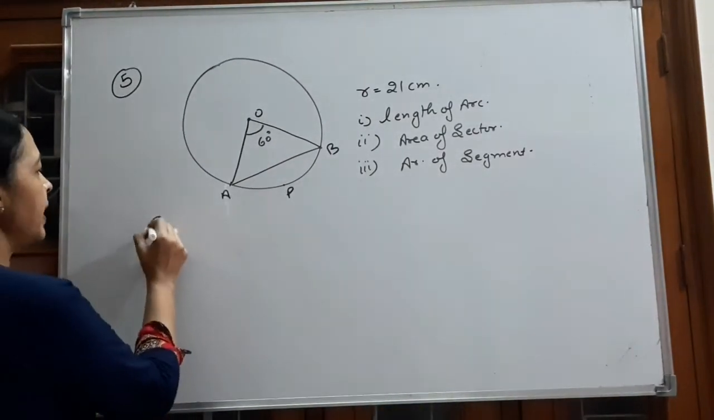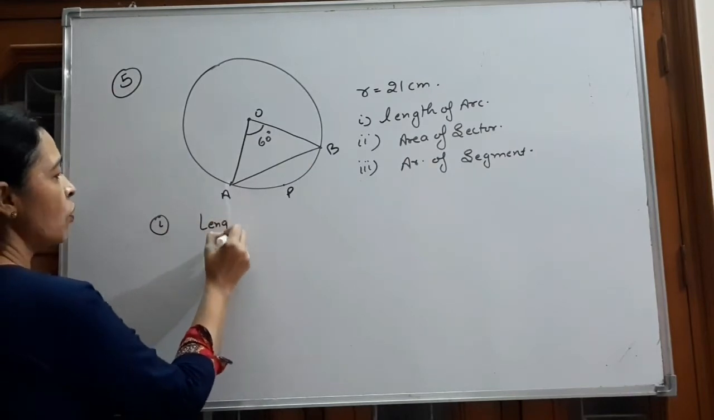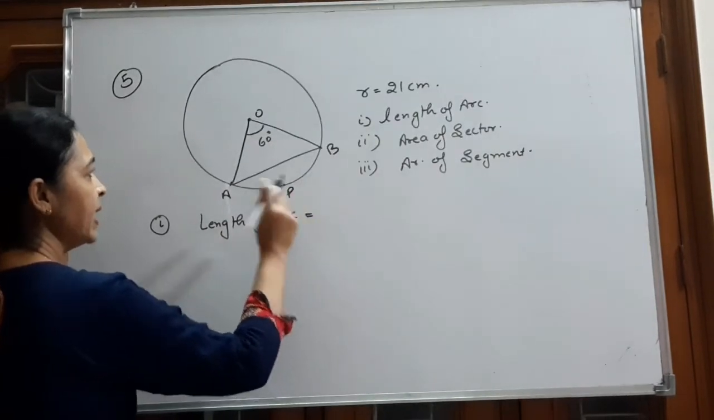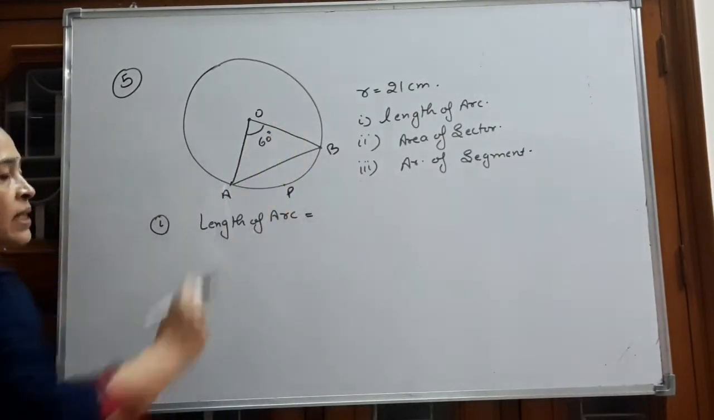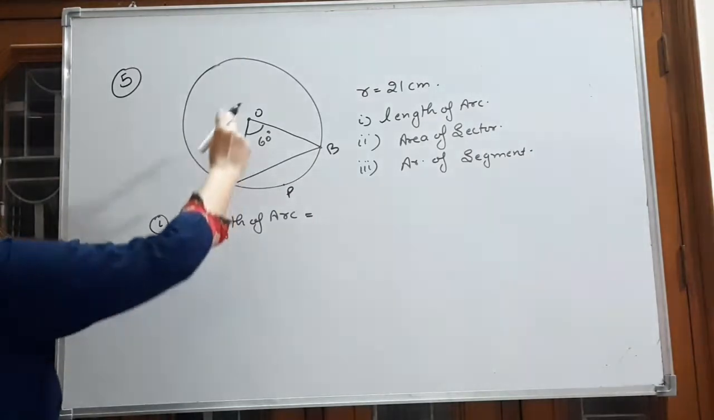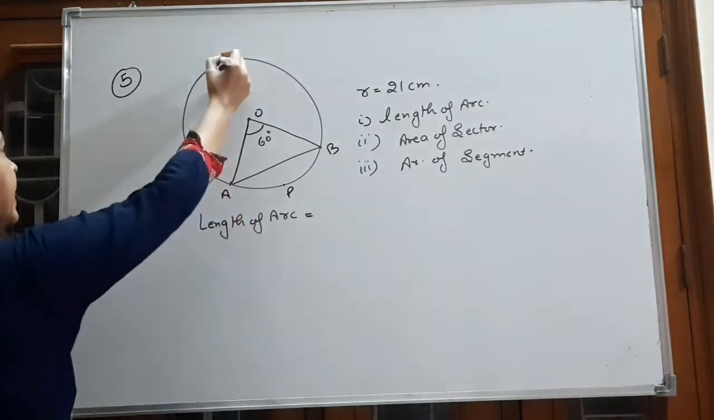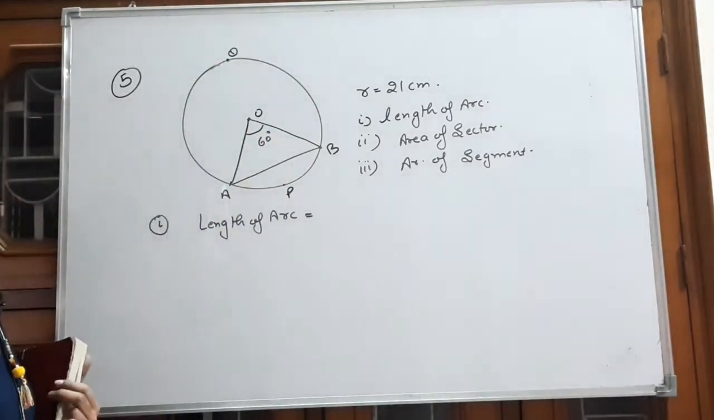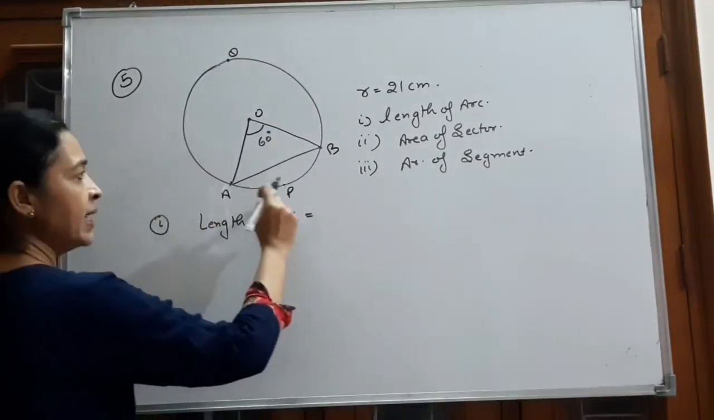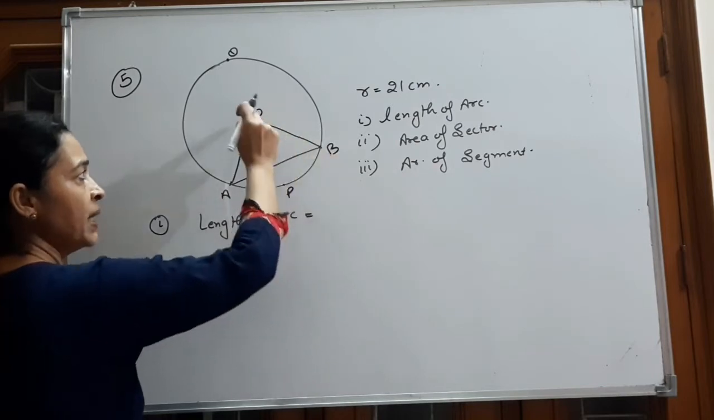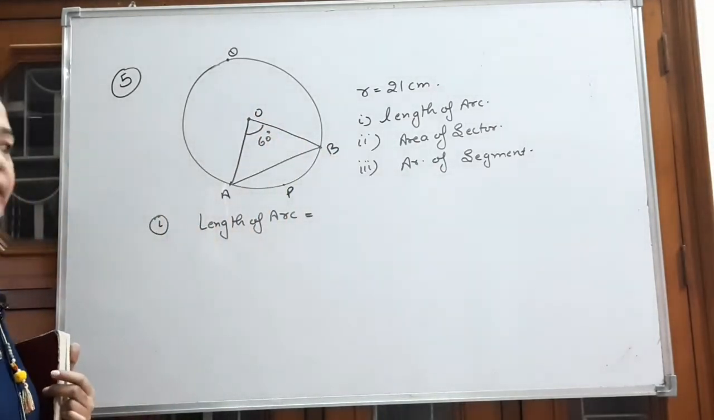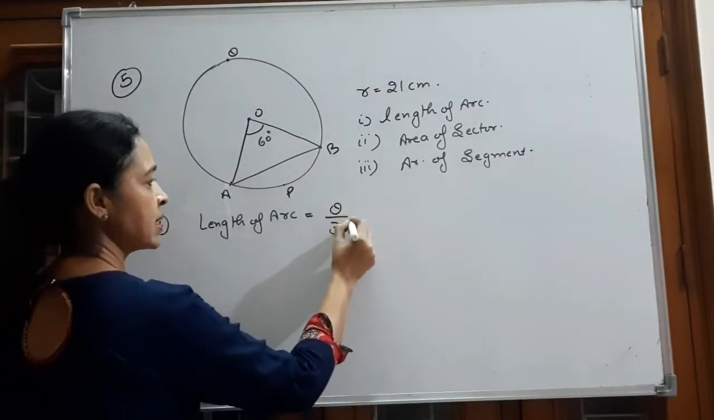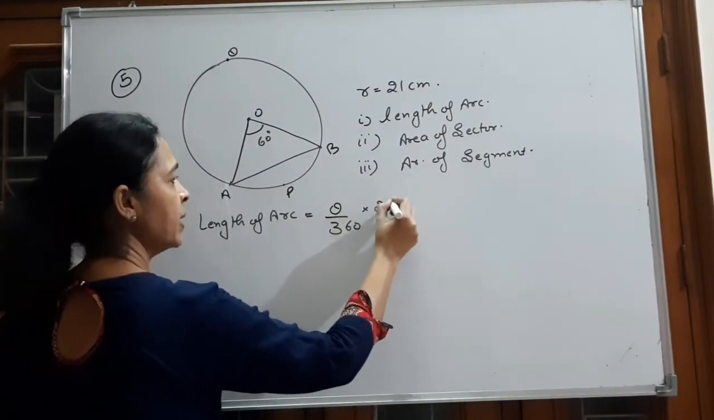First thing, what do we have to find? We have to find the length of the arc. Which arc? The one which subtends an angle of 60 degrees at the center. AOB. Let this be a point Q. AQB is also an arc. But we have to find the length of that arc which subtends an angle of 60 degrees at the center. Now, the length of an arc is theta upon 360 into 2 pi r.